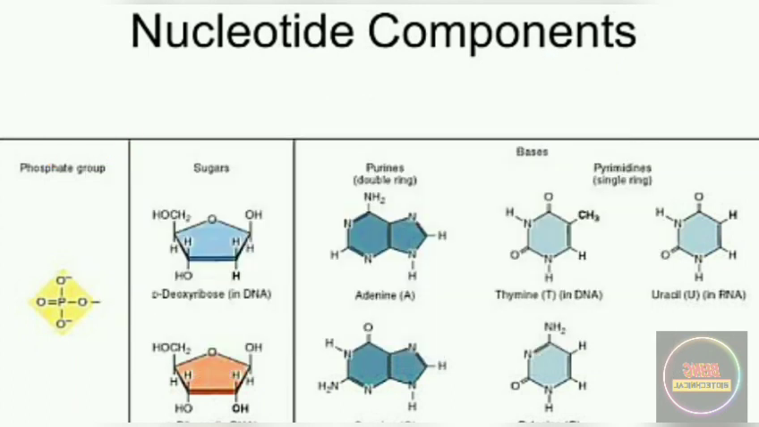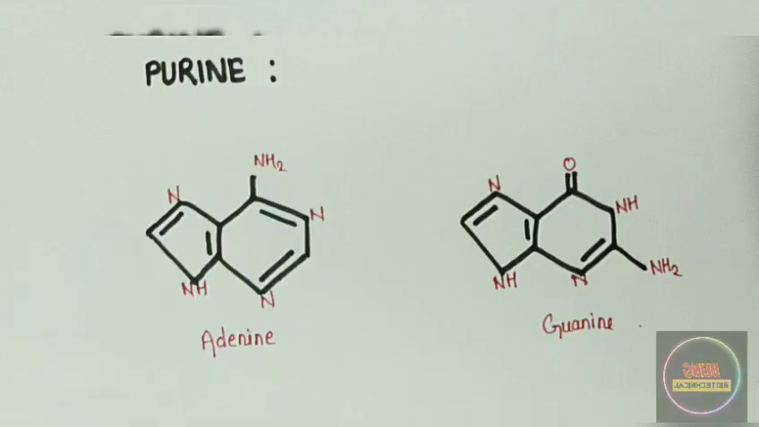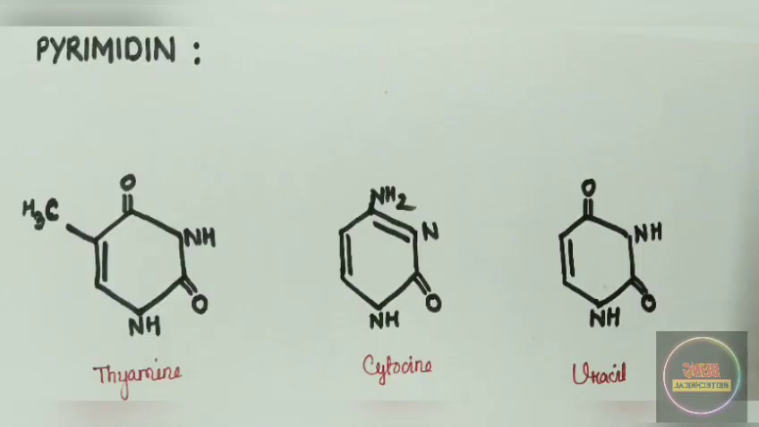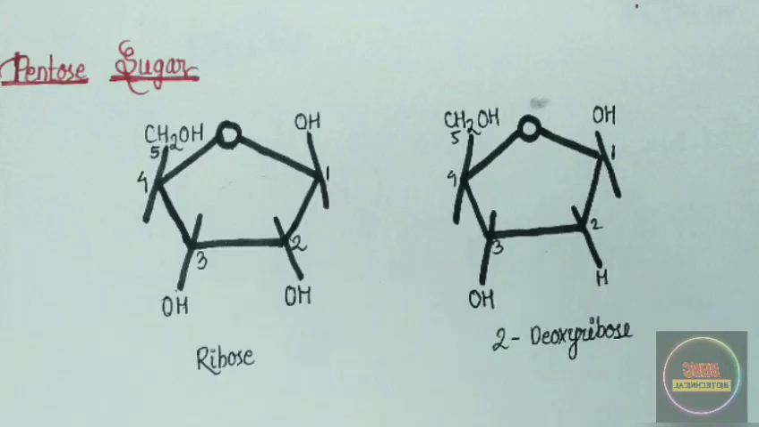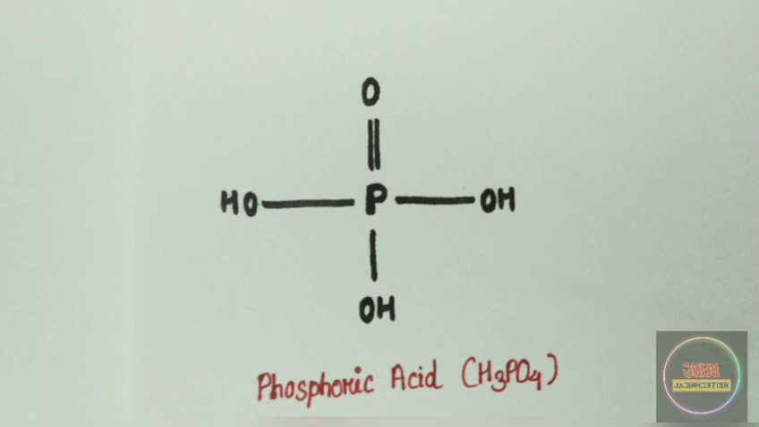Today, we will see how nucleotides are joined together and what a polynucleotide is. Nucleotides are composed of three components. First is the nitrogenous base, second is the pentose sugar, and third is a phosphate group. In the previous videos, I have already discussed their structures with you. Now, let us see how they are joined to one another to form a nucleotide.